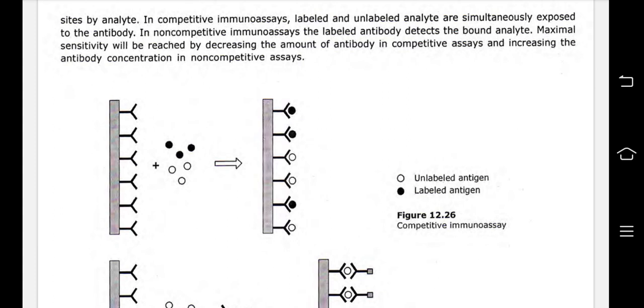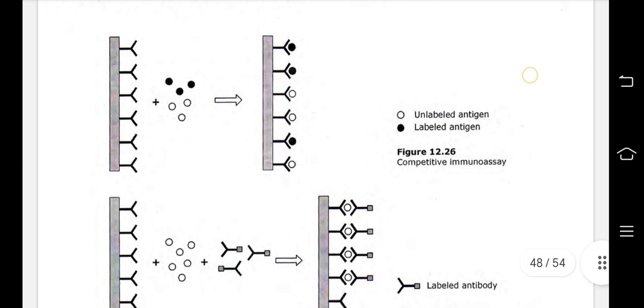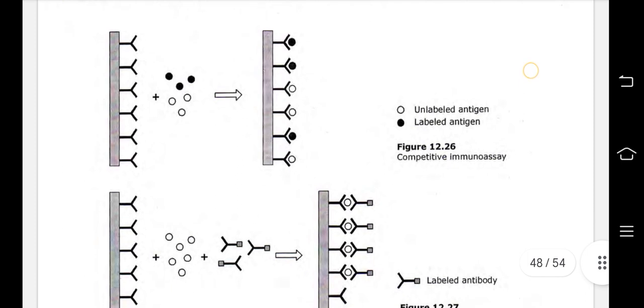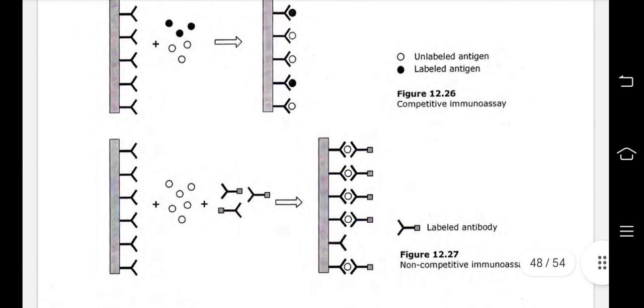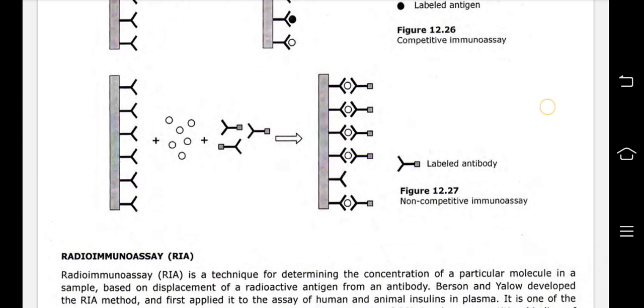Here the black dots represent labeled antigen and white dots represent unlabeled antigen. And here you could see the competitive immunoassay. Next, labeled antibody, non-competitive immunoassay, second picture.